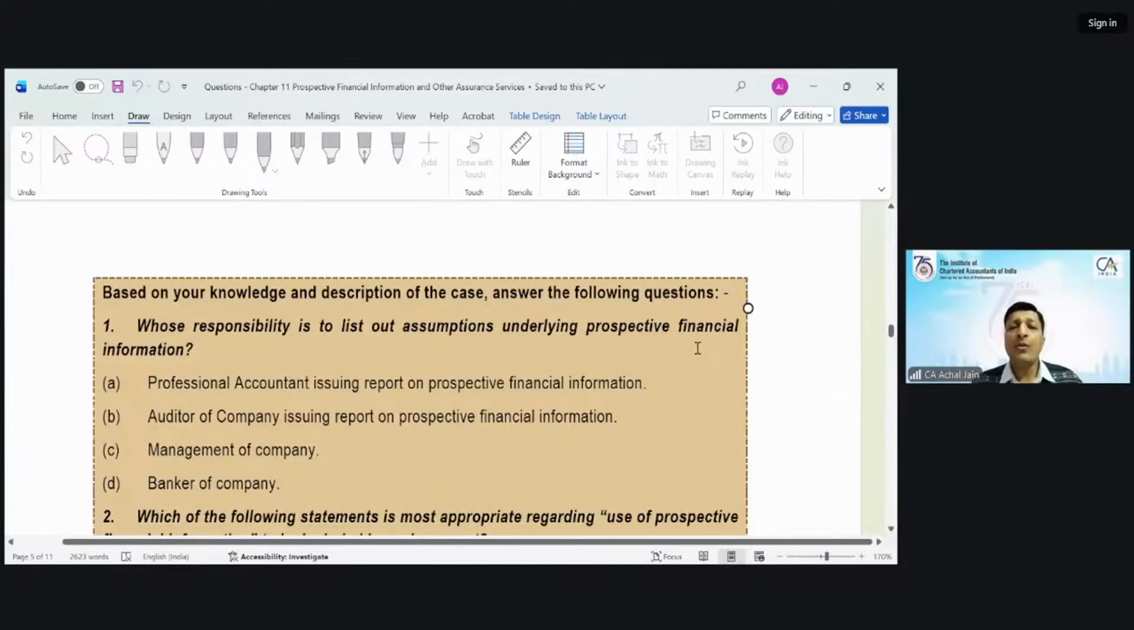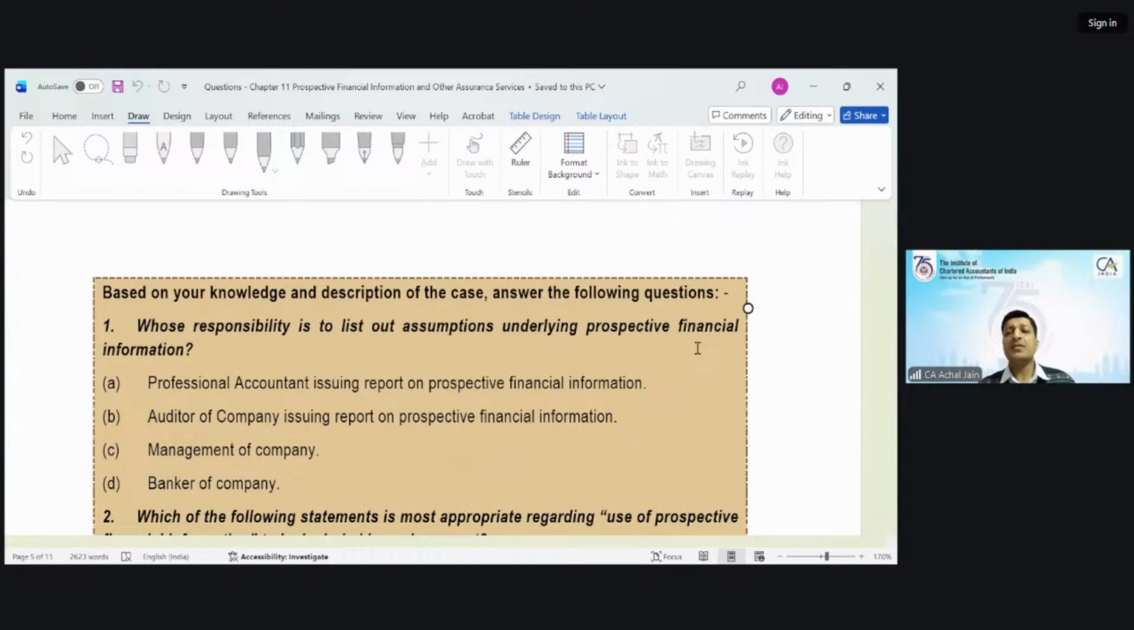Now, in this case, based on your knowledge and description of the case, the description of the matter is not separately given to you. That is given in the report itself. So I would say that's one part for you to look at.